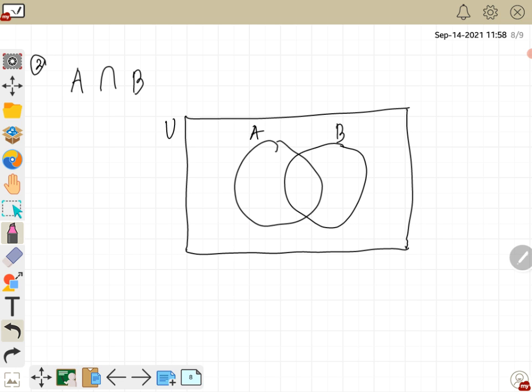Next, we have here the intersection, meaning the common. This symbol means the common elements between A and B. This is the region that we shade.